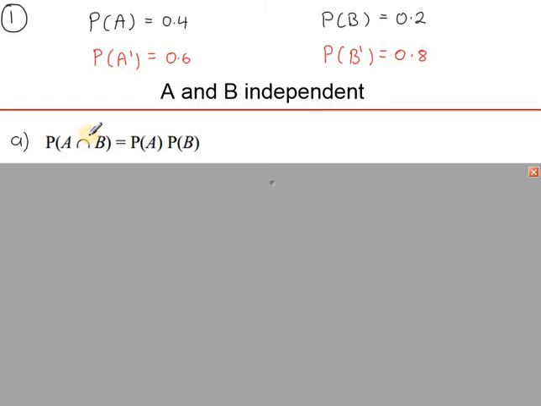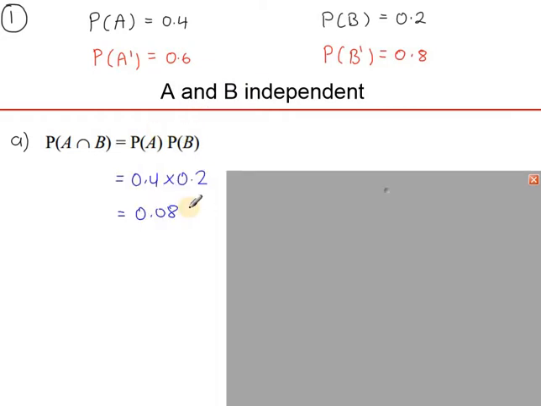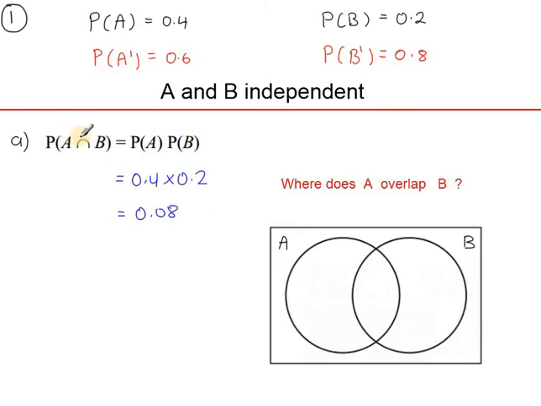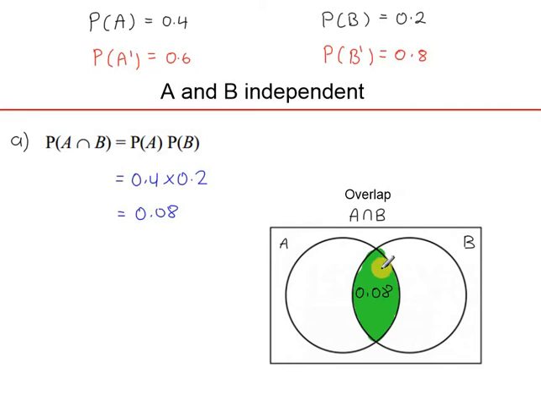This is set notation. It means the probability of A and B. So that symbol means AND. Because A and B are independent, we can multiply their probabilities together. So the probability of A and B is 0.08. On a Venn diagram, A and B means where A and B both overlap, or where they intersect. This is the region where they intersect, and the probability here is 0.08.